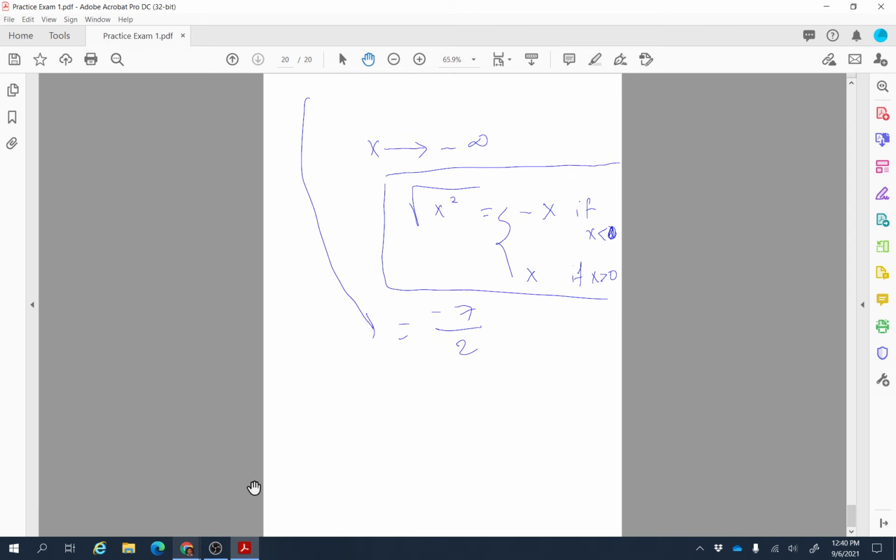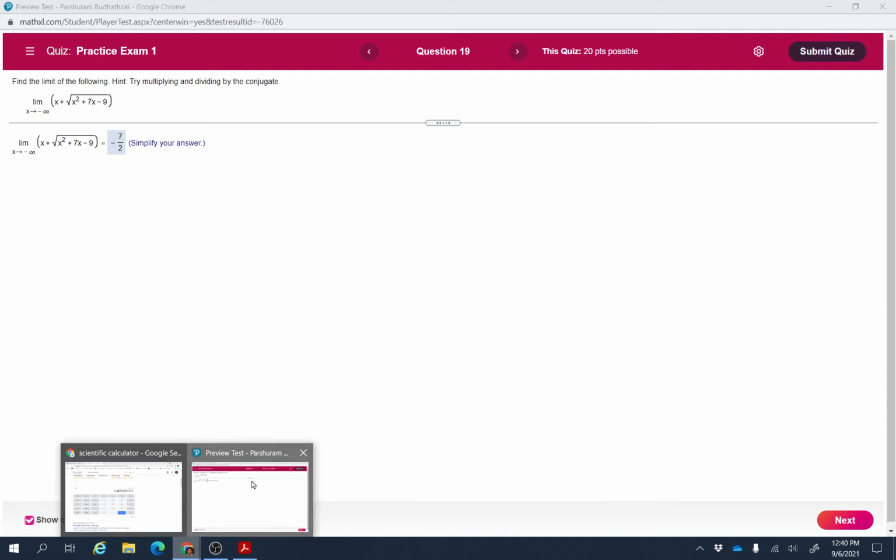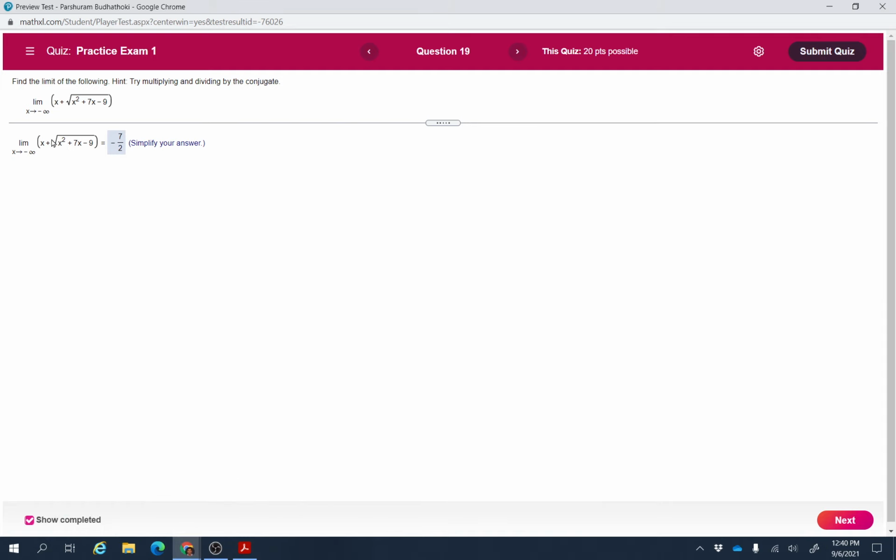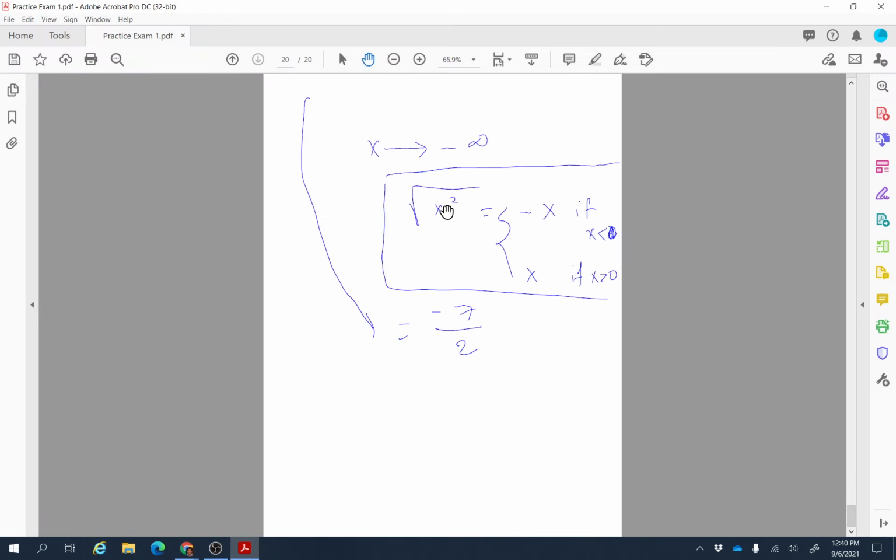Okay, so when we try to do this kind of problem where there is a square root and there is an even power inside the square root, if you are looking for x approaching negative infinity, you have to use this relation. Square root of x square is negative x if x is less than 0, and square root of x squared is x itself if x is positive.